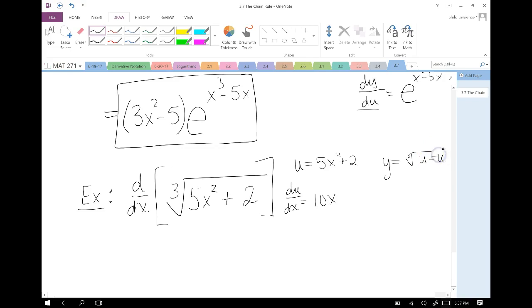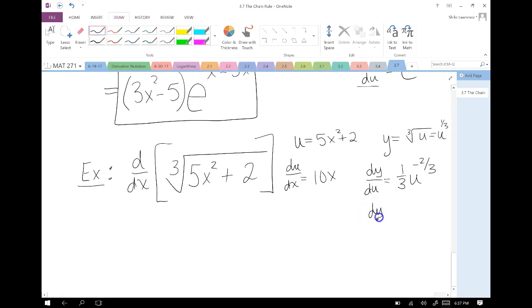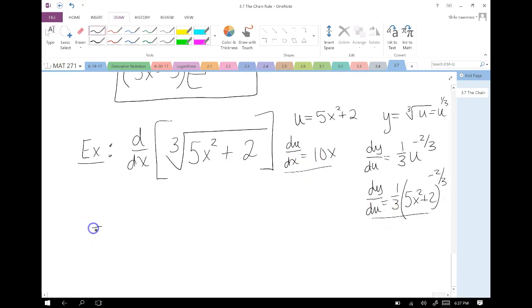We're going to want to rewrite this as u to the 1/3 so that we can find dy du, which is 1/3 u to the negative 2/3. And once we get that, we rewrite it in terms of x. And then our two individual derivatives multiplied together are our final answer. So we have 10x times 1/3 times 5x squared plus 2 to the negative 2/3.